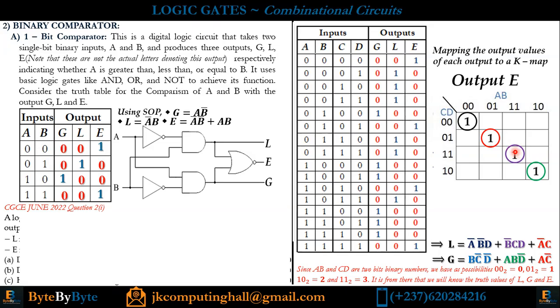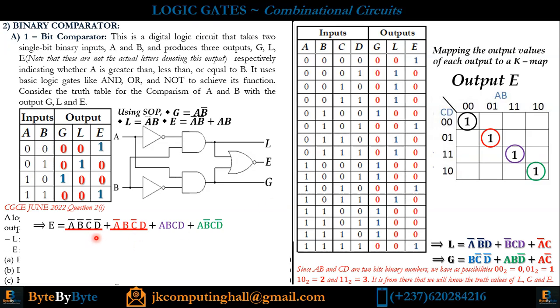At this level, A, B, C, D. And finally, at this level, A, B bar, C, D bar. That is what we have. Okay, guys, let us apply some Boolean arithmetics at this level in order to simplify E.